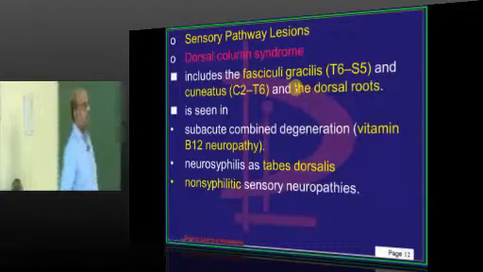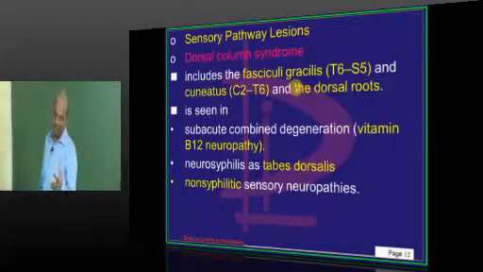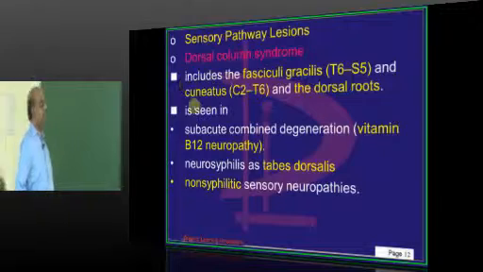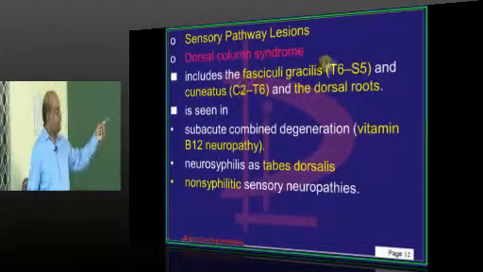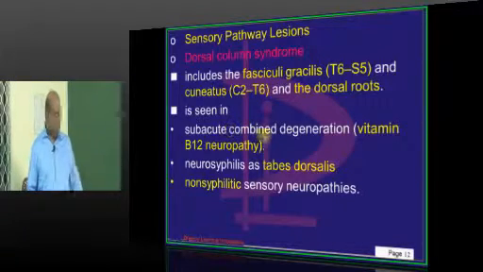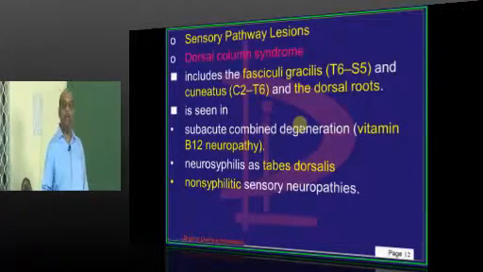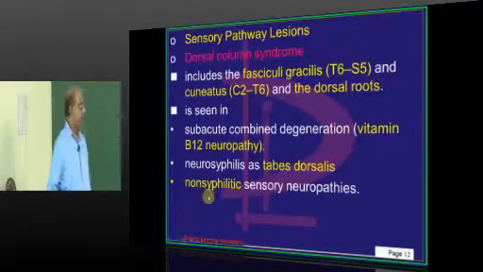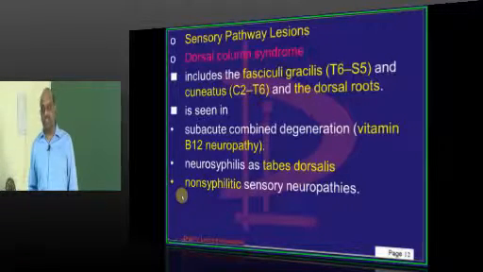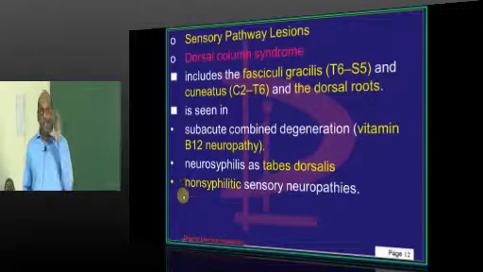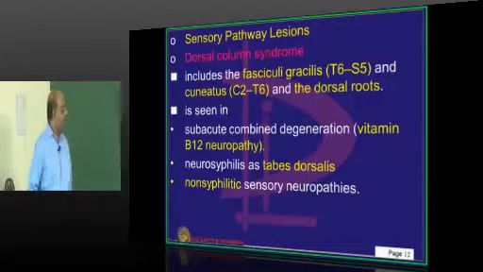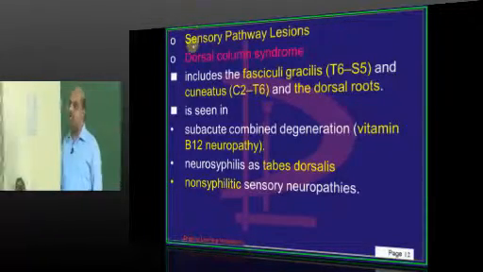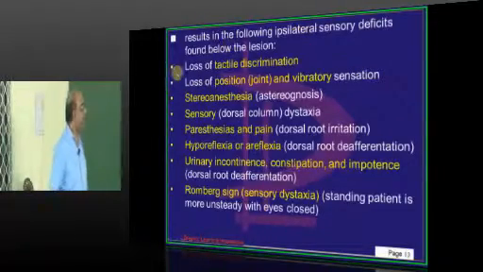Now, dorsal columns can get demyelinated if you have vitamin B12 deficiency or whatever the reason. Then we get what are called dorsal column syndromes. Dorsal columns include fasciculus gracilis and cuneatus. Subacute combined degeneration of the spinal cord, which occurs with vitamin B12 deficiency, can involve the dorsal columns. Similarly, in neurosyphilis, tabes dorsalis is an important entity where the dorsal columns are selectively affected. Then non-syphilitic sensory neuropathies will be there. Even in them, the dorsal column is typically involved.